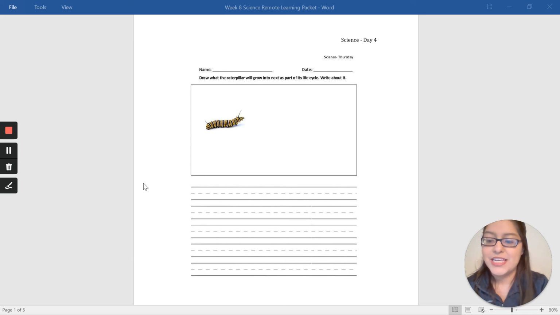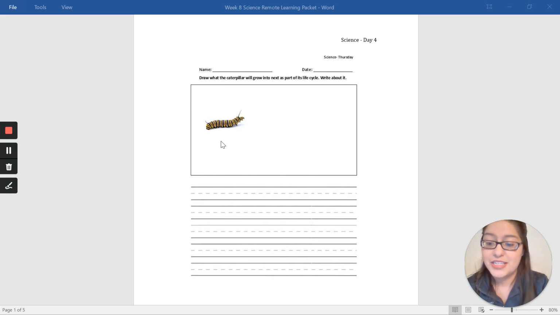Great job. So take a look at the caterpillar here. He's so cute, isn't he? Yes. So what is the next stage for our caterpillar here? Does it become an egg? Does it become a butterfly right away? Or does it become a chrysalis first? So think about it and don't get tricked.